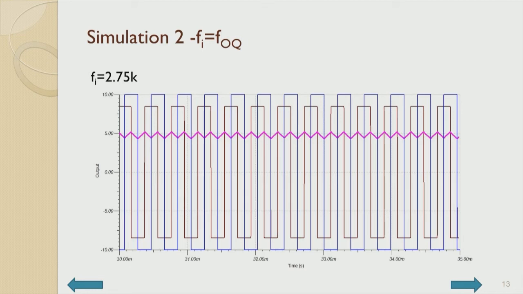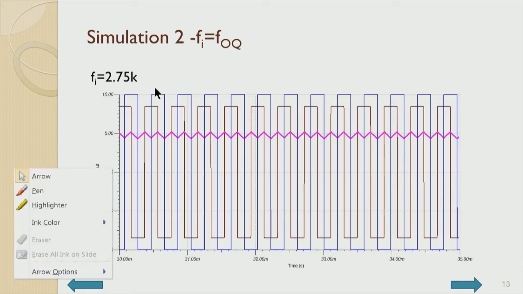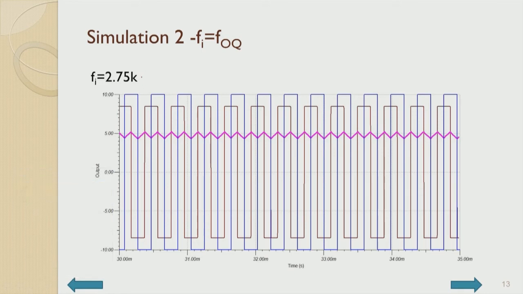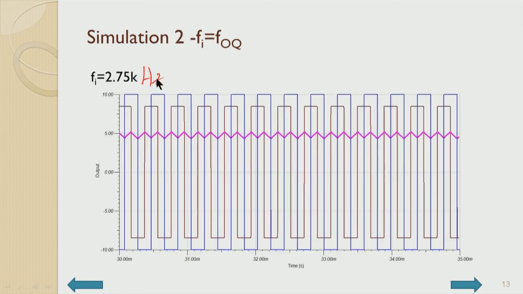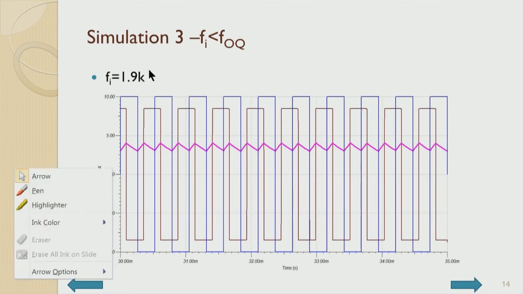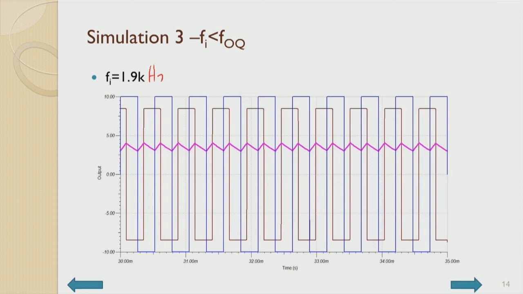Now what is done is Fi is changed away from the quiescent frequency of 2.75 kilohertz. So what happens then is what is described here. So it is changed to 1.9 kilohertz. From 2.75 kilohertz, it has now gone over to 1.9, less, okay, than the quiescent. So automatically you can see from the quiescent value of 5 volts, it has gone down, but it is still double the frequency which is appearing at the output of the low pass filter.